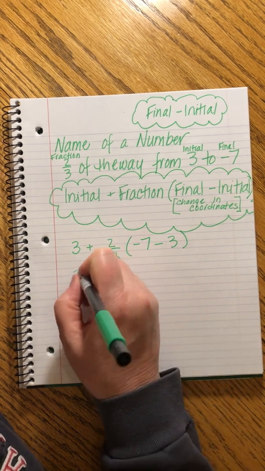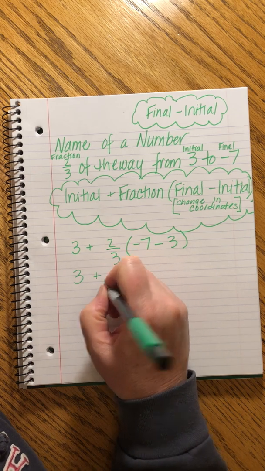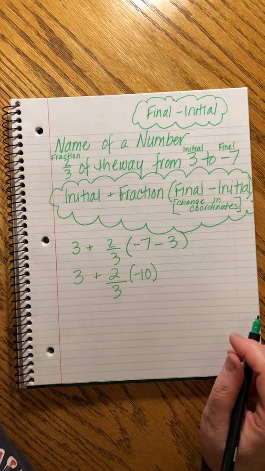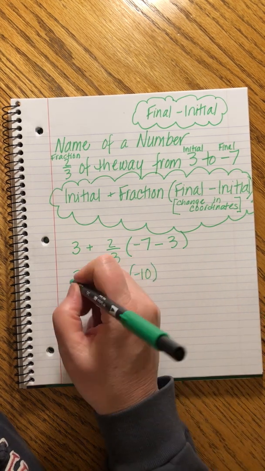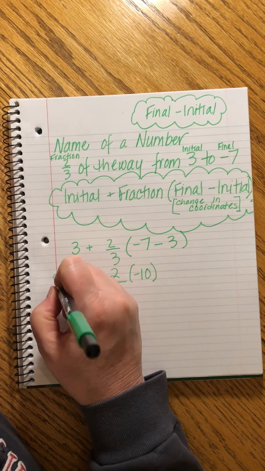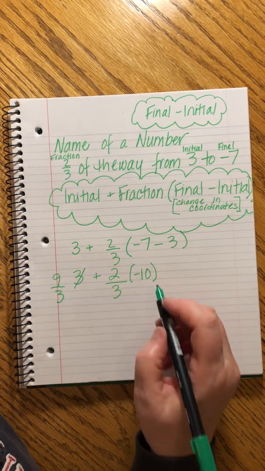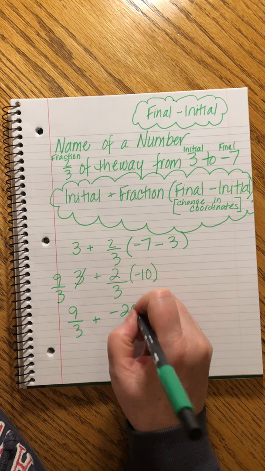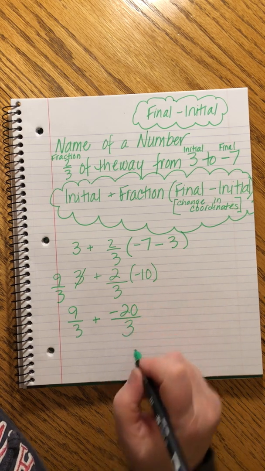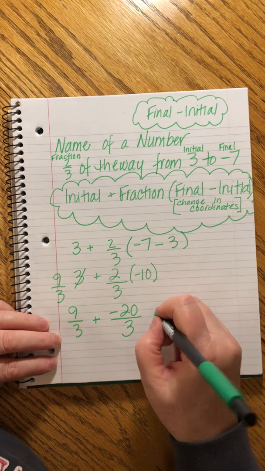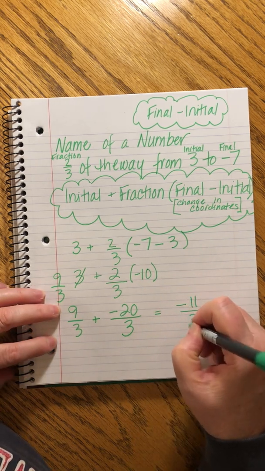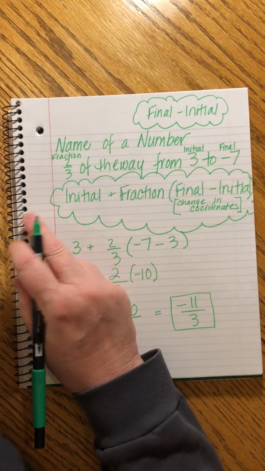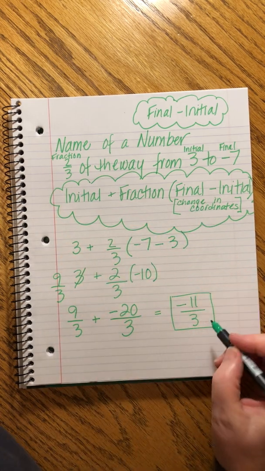This becomes 3 plus 2/3 times minus 10. Let's multiply this 3 by 3/3 and make it 9/3 so that we can add. Here, I'm going to write it down here. 9/3 plus minus 20/3. And the final answer is minus 11/3. So if you're moving from 3 to minus 7 on a number line and you want to go 2/3 of that distance and then stop, this is the number where you stop.